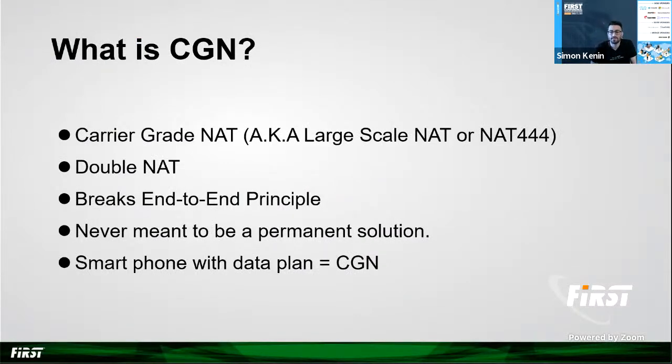CGN is basically a large-scale NAT that the ISP controls. Each IP in this LAN belongs to a subscriber, which also might have their own controlled NAT.